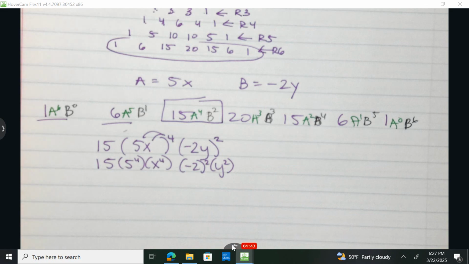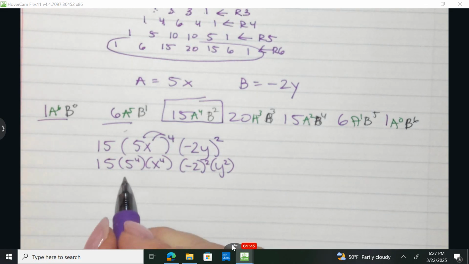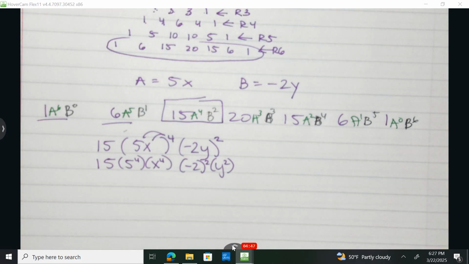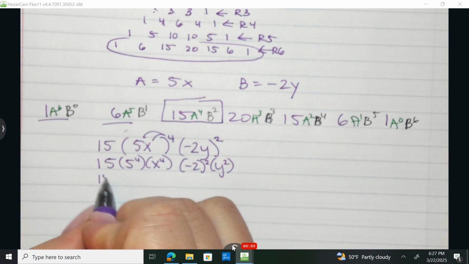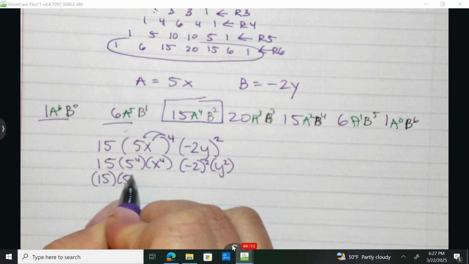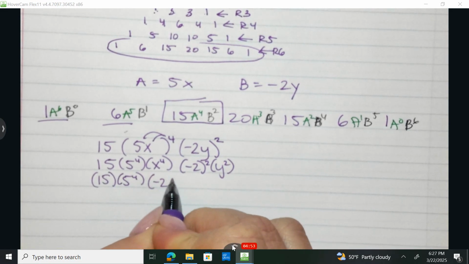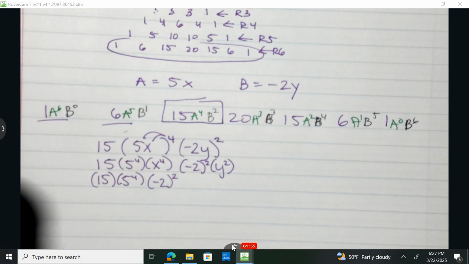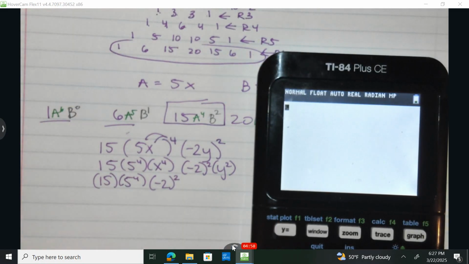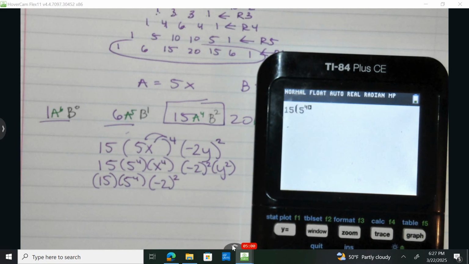So on my calculator, I'm going to figure out what is 15 times 5 to the 4th times negative 2 squared. So that's the first thing I'm going to do here. I'm going to grab that. 15 times 5 to the 4th times negative 2. Make sure you're putting it in parentheses or it will be wrong.